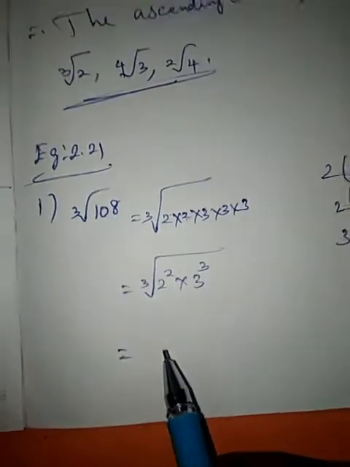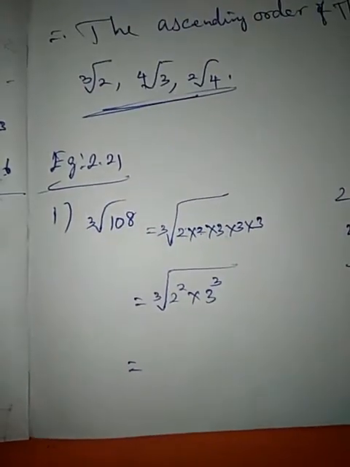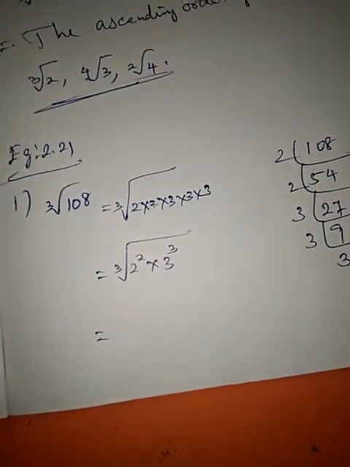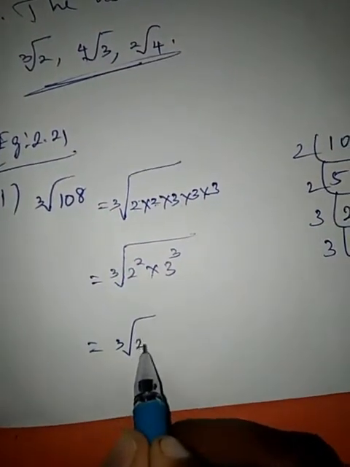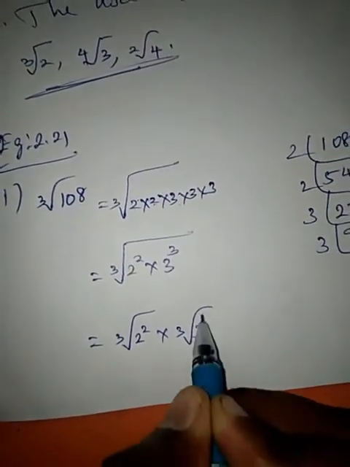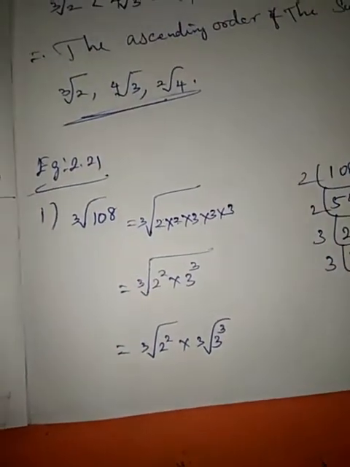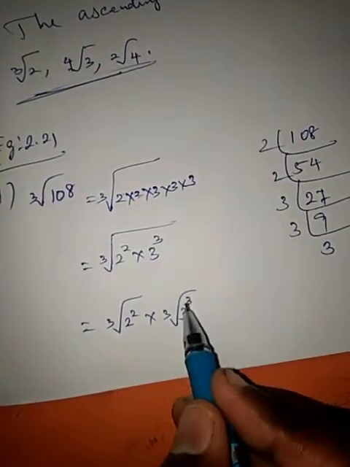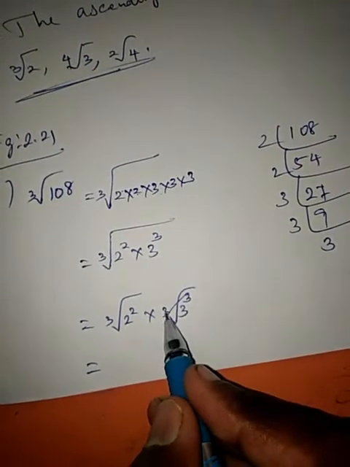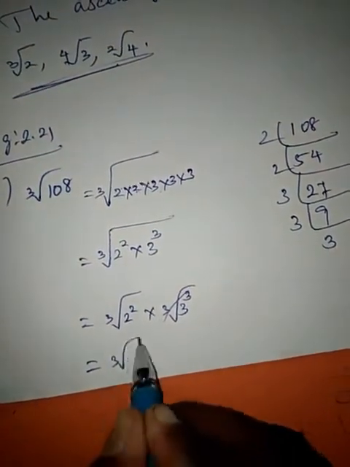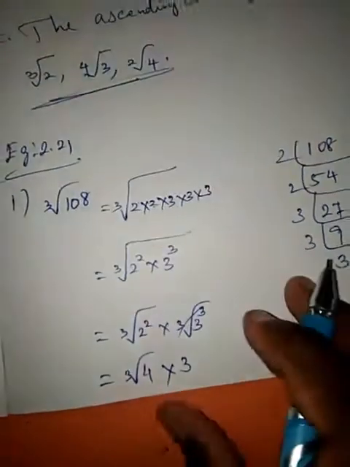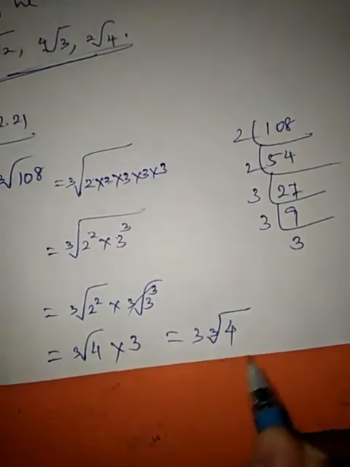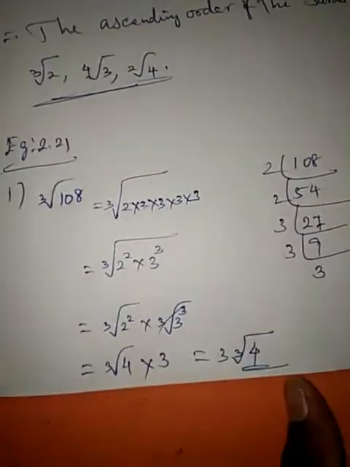Now, just now we saw the properties, the laws of radicals. Taking the second property, we substitute, then we get cube root of 2 square into cube root of 3 cube. Now applying the first law of radicals, this cube root and this 3 cancel, therefore cube root of 2 square, which is 4, into the remaining 3. Now the final solution we can write is 3 into cube root of 4. So this is the simplest form of the given surd.